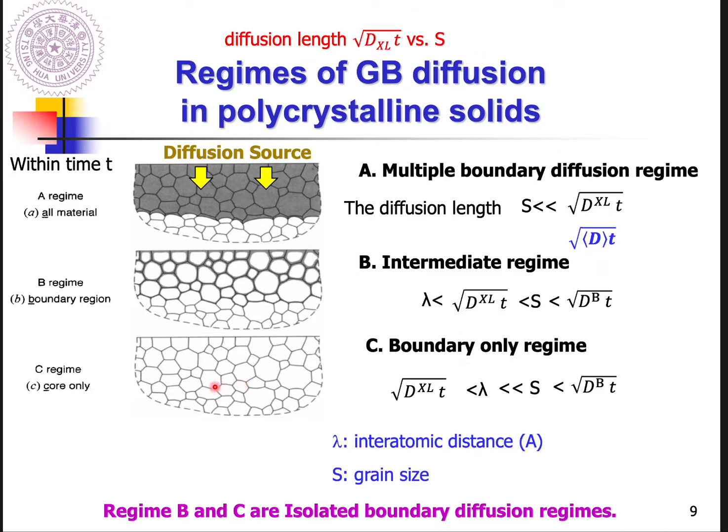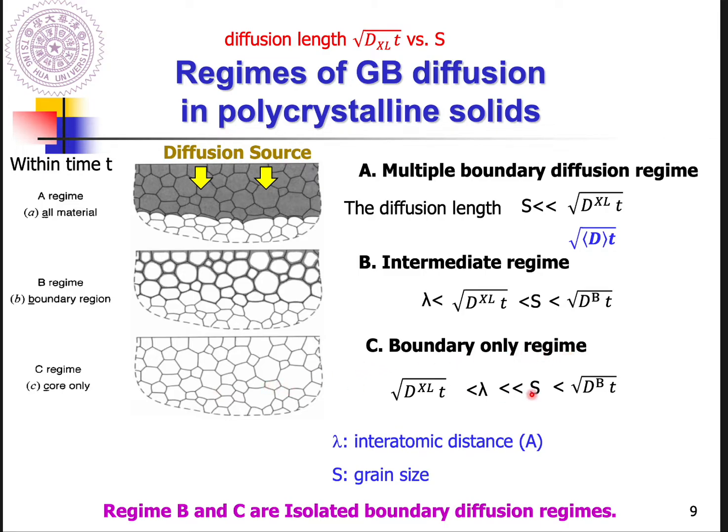And for the C region, you don't see this thicker gray line, right? This means that diffusing atoms diffuse only through the grain boundary. Yes, the atoms jump into the grain, but the diffusion length inside the grain is very, very small. You can ignore that. So you only see this kind of diffusion pattern. We call it the C region, or core-only region, or boundary-only region.